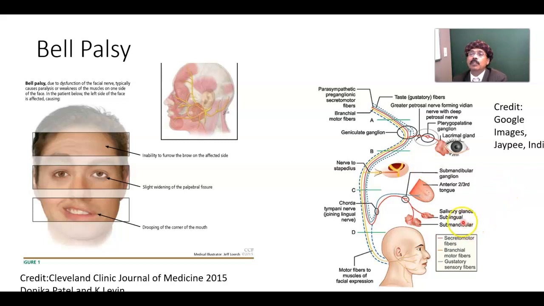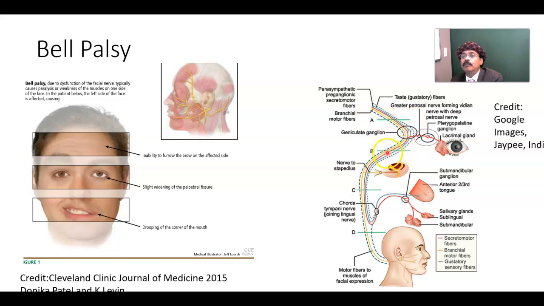What happens? Suppose this is the area called the geniculate ganglion. We get the greater petrosal nerve to the pterygoid canal. We'll get the deep petrosal nerve. Then we'll go to the nerve to the pterygoid canal. Then we'll get the lacrimal nerve eventually, and it will supply the lacrimal gland. So any lesion here will cause loss of everything, like lacrimation.